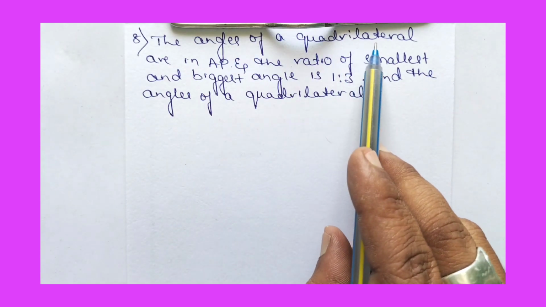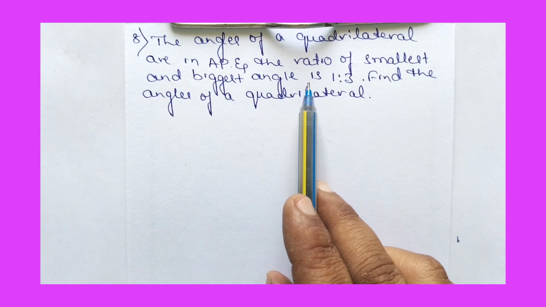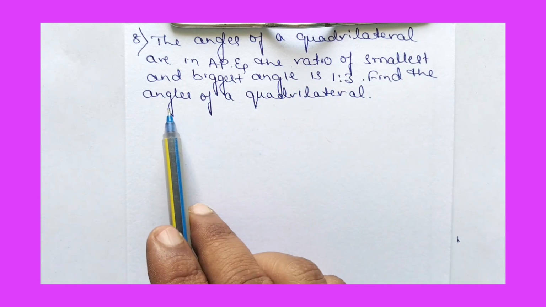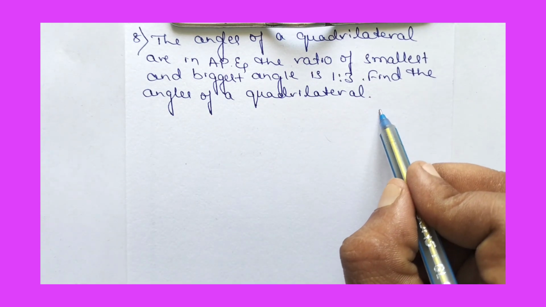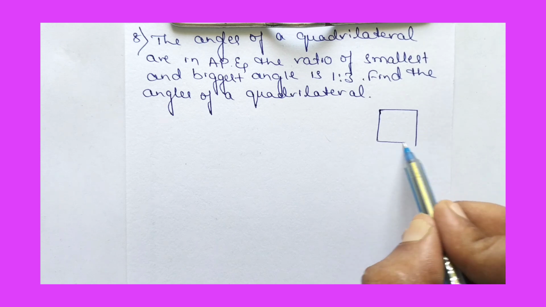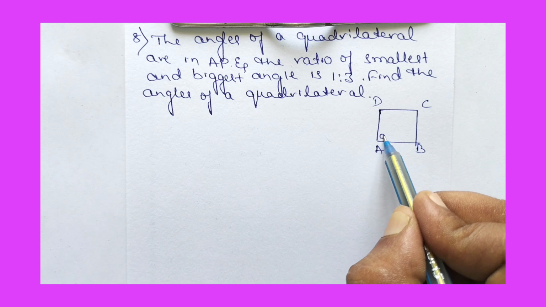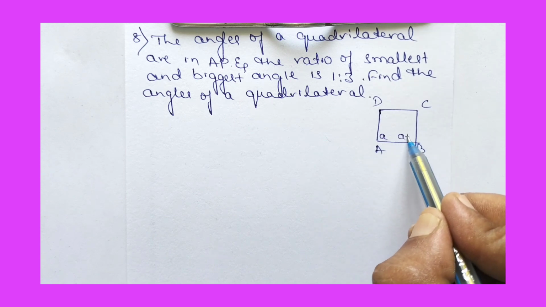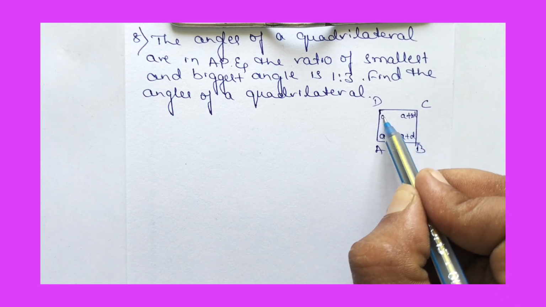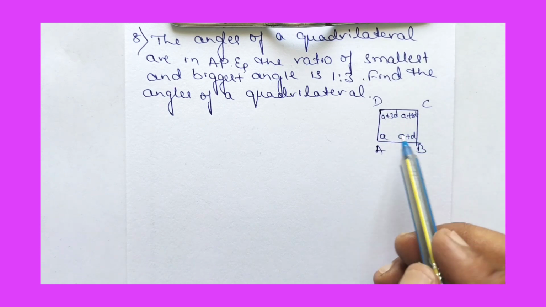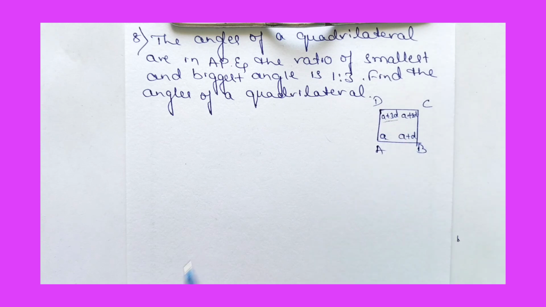The angles of a quadrilateral are in AP, and the ratio of the smallest and the biggest is 1 is to 3. Find the angles of the quadrilateral. Let us take one quadrilateral here. ABCD is a quadrilateral. Angle A is a, B is a plus d, C is a plus 2d, and D is a plus 3d. So the smallest angle is a and the biggest angle is a plus 3d.